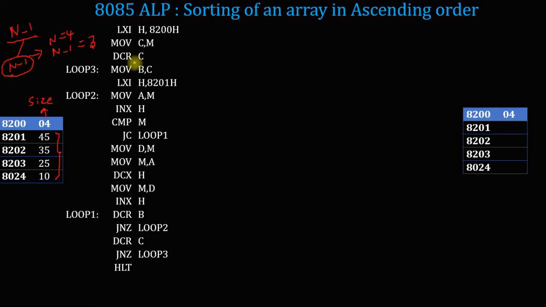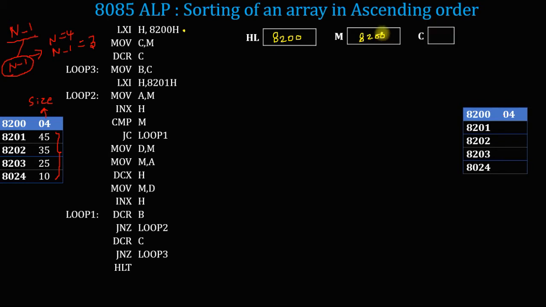First thing, LXI H, 8200. In this particular program, I am just using a different color. For this execution, what will happen? LXI H, 8200 means the HL register pair will be loaded with the value 8200. Then next, MOV C, M. M is nothing but the memory pointer, the memory location that is pointed to by the HL register pair itself.